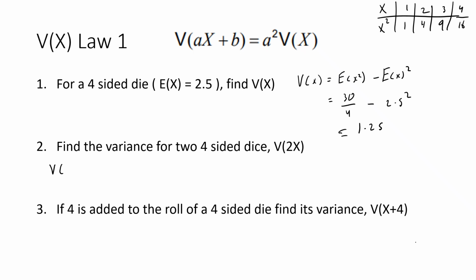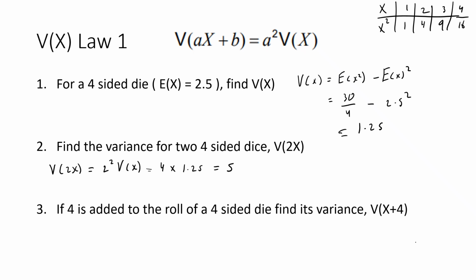Okay, so find the variance for two four-sided dice, or find V of 2X. V of 2X. So we know from the formula above, 2 can be treated as a. So that means when we take it out, we square it. So that means 2 squared V of X, which is equal to 4 times 1.25, which gives us 5. So V of 2X is equal to 5.